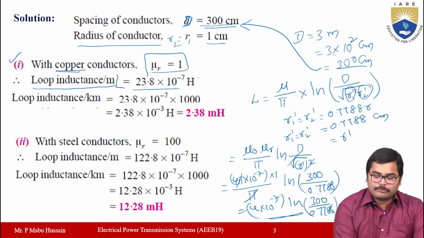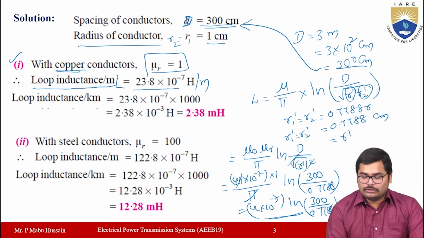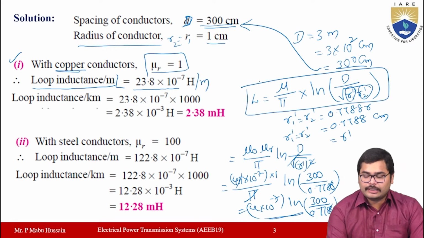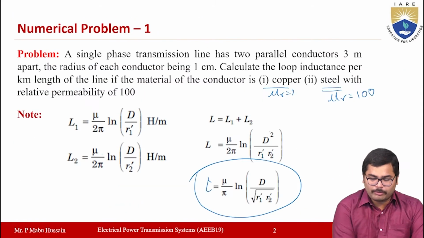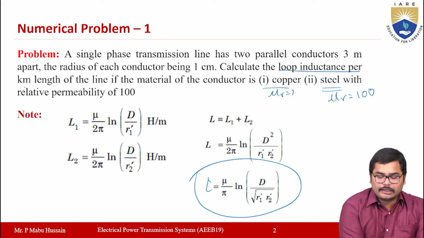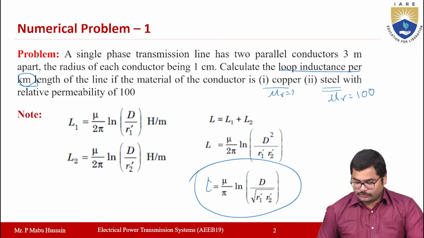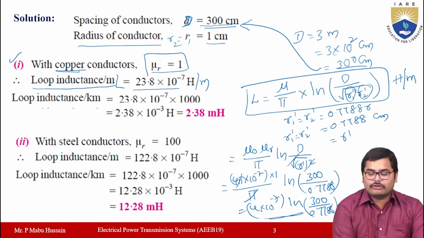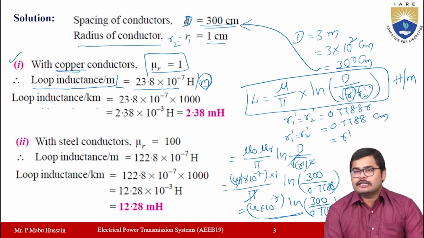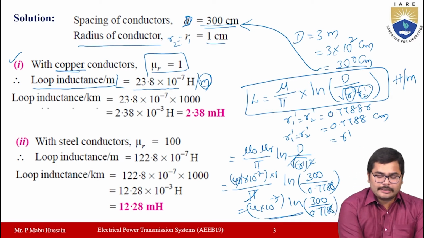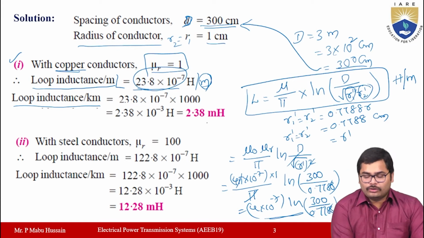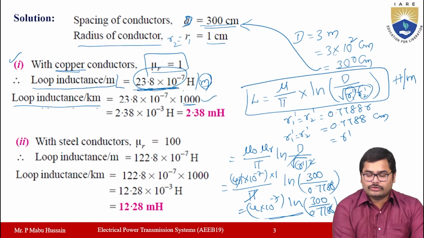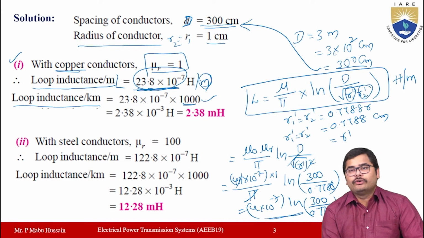This henries is per meter only. By using this equation, you will get the value of inductance in henries for 1 meter. So henries per meter only. But if you go to the problem, here you have to calculate the loop inductance per kilometer, not for 1 meter. So once you know the value of inductance for 1 meter, then for a kilometer, in the sense 1000 meters, you have to calculate. So the loop inductance per kilometer will be equal to the inductance value per meter into the total number of meters in 1 kilometer, which is 1000. If you multiply this value with 1000, you will get the inductance value per kilometer.